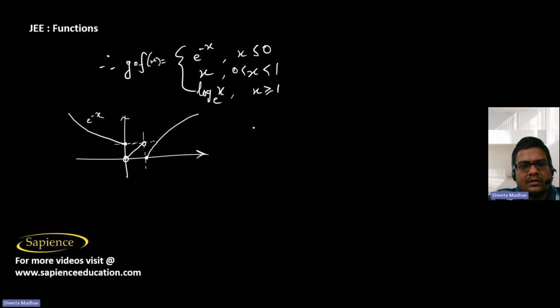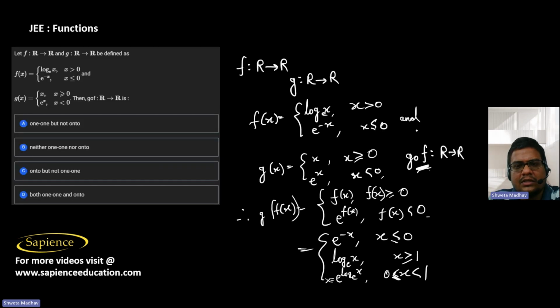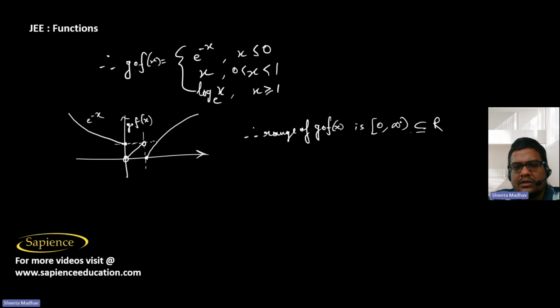So here we can see the range of the function g of f of x. It is the graph of g of f of x actually. So range of the function is from 0 to infinity, which is a subset of R. Here it is told g of f maps from R to R, so the codomain is R. So range is from 0 to infinity, which is a subset of R. Therefore g of f is not onto. It's not an onto function.